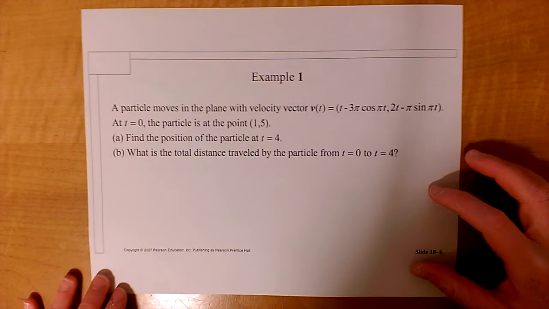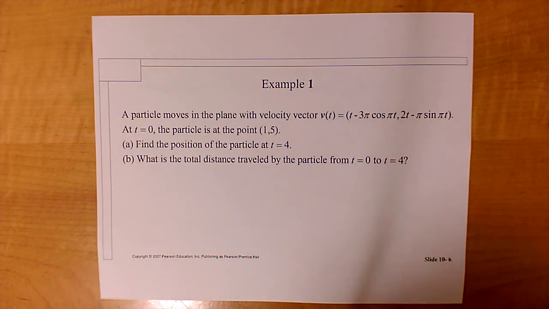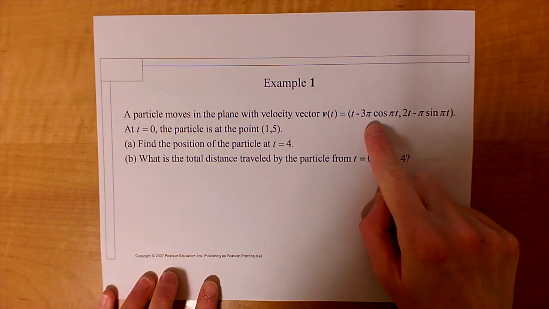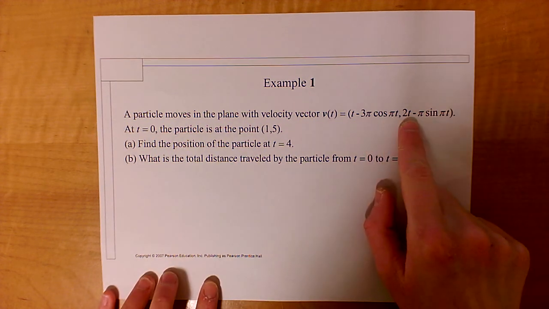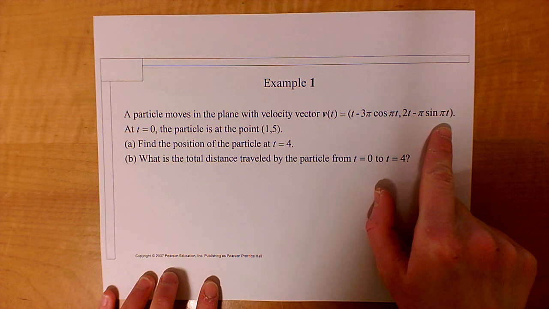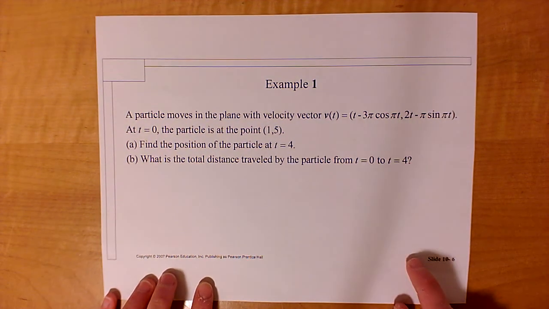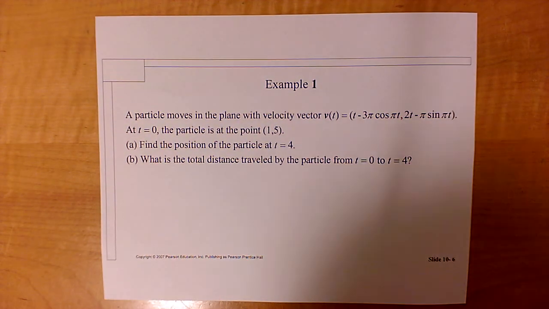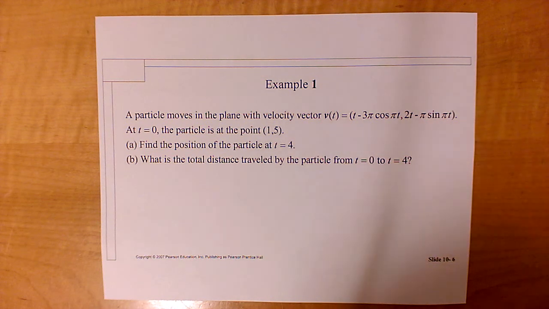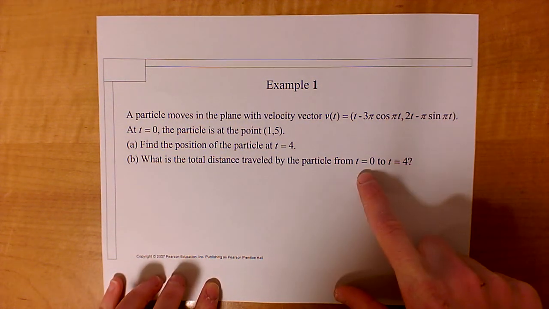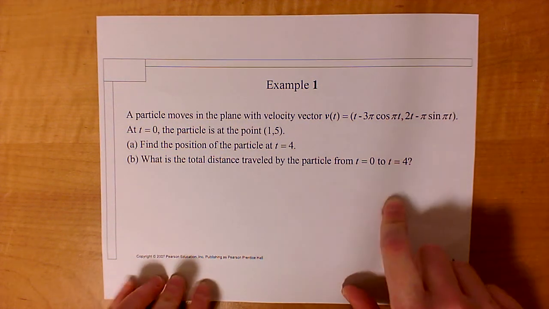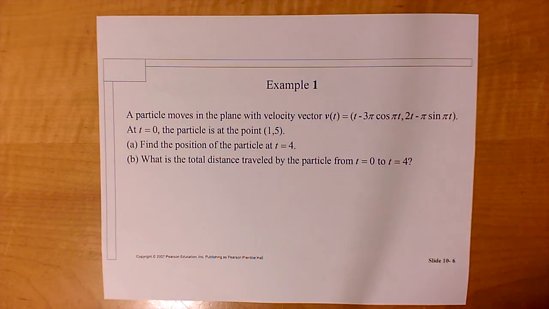Okay, so we have that nice connection there. Alright, so with example 1, we have a particle moving in the plane with velocity vector t minus 3 pi cosine pi t and then 2t minus pi sine pi t, and its initial position is 1, 5. So what we want to do is find the position of the particle at t equals 4, and then the total distance that the particle travels from 0 to 4. Okay?